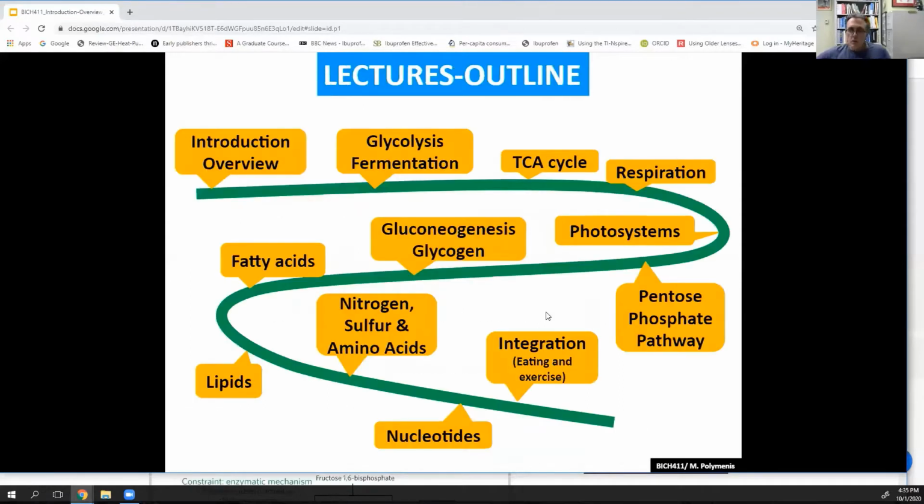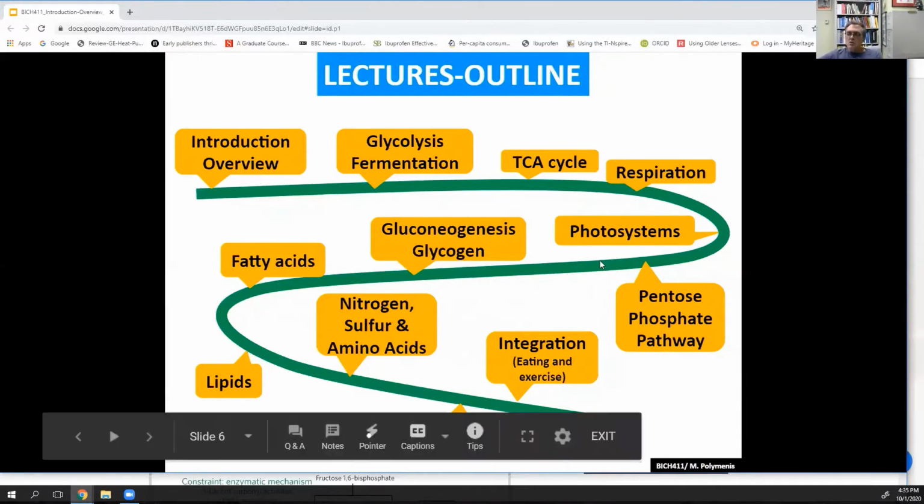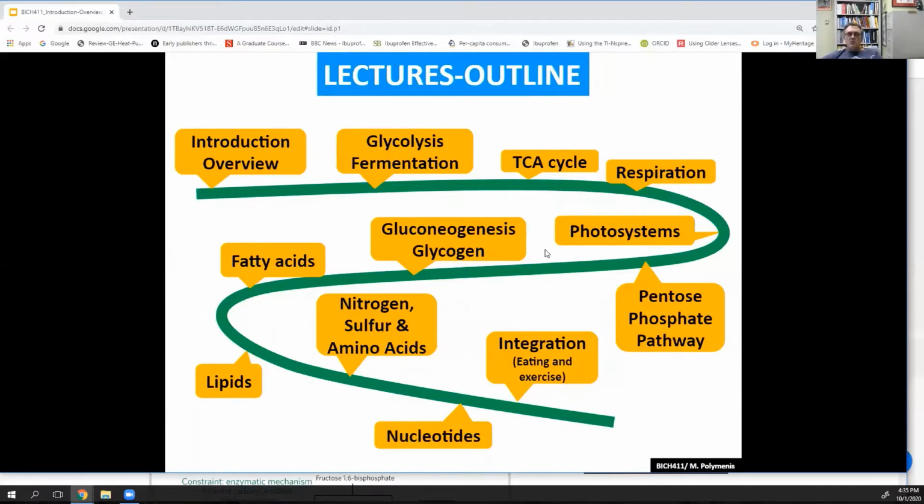So the outline of the course is already on the webpage, but you can see it here. We'll start with an overview, glycolysis and fermentation, and so on and so forth. Right up to about this point, half the class is how you take food in and how you break it down to simple things, for the purpose of getting energy or getting building blocks that you need.